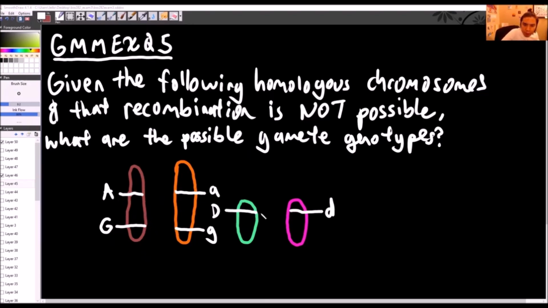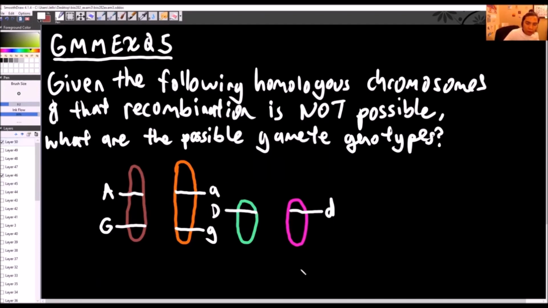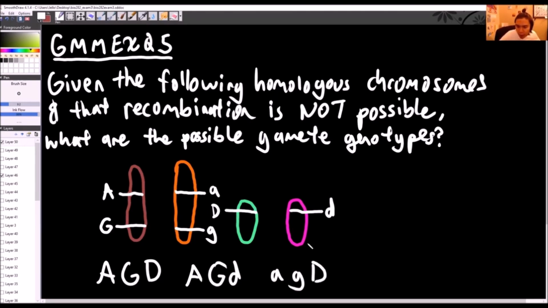Because we are ultimately trying to get a haploid genotype, and by law of segregation, we don't have two homologous chromosomes in the same haploid thing. We have big A is always paired with big G, and we can have this one. We can have AGD, or we could have AGd, because we could have had this one by chance as well, law of segregation, and then we do the exact same thing with this one. We have little a always comes with little g, and that would go with big D, or it could, and then we have ag little d.